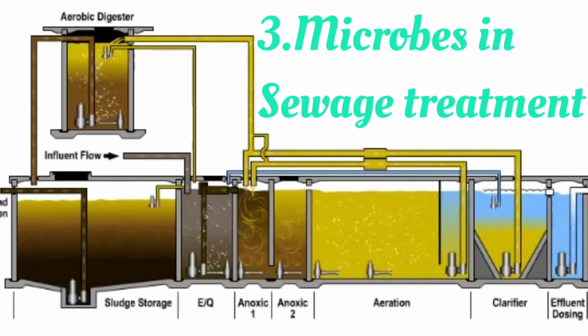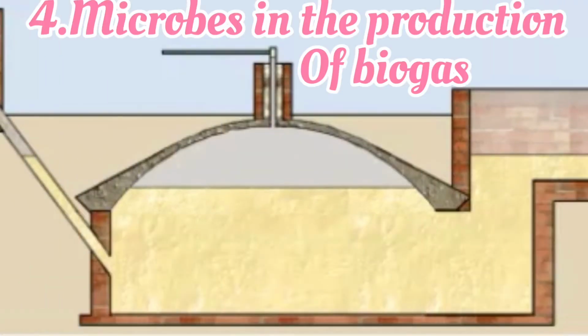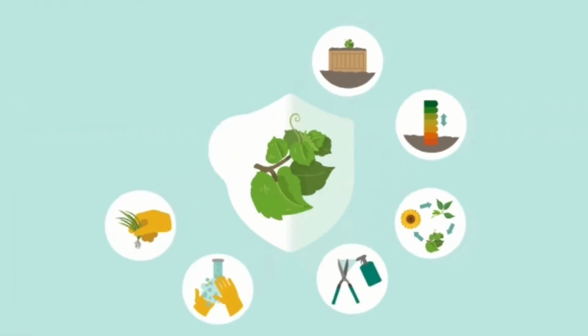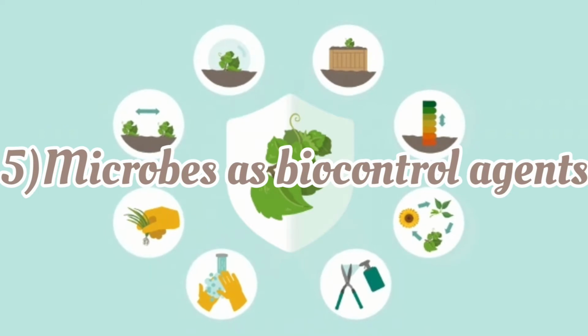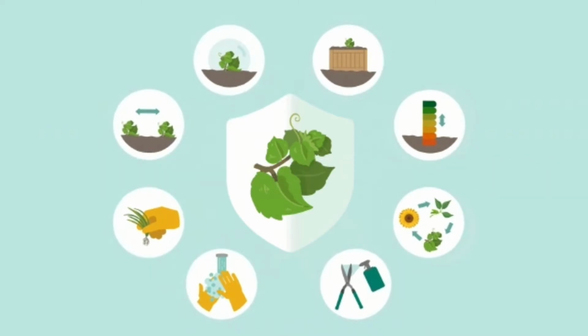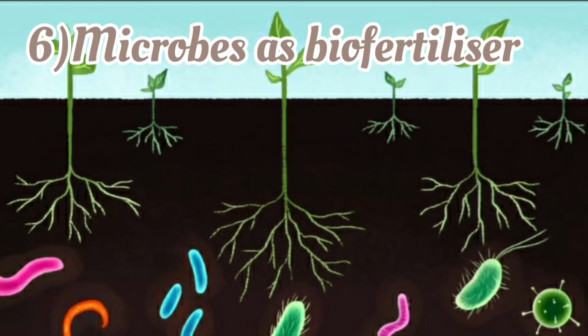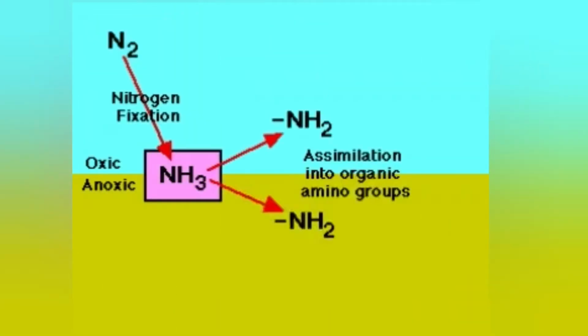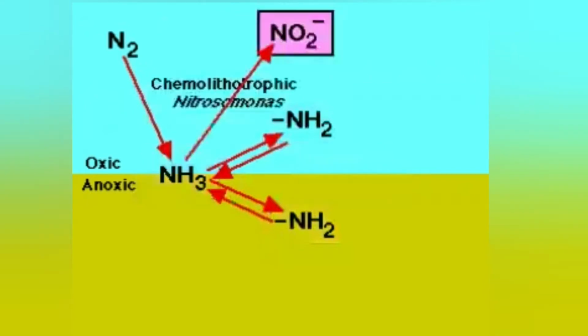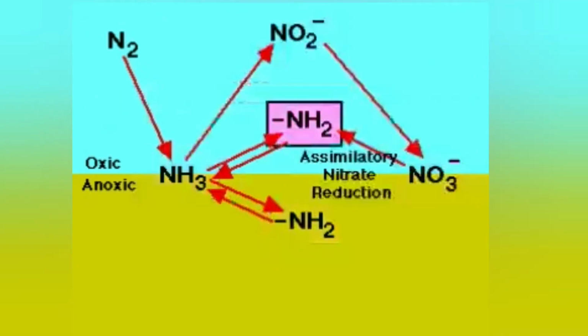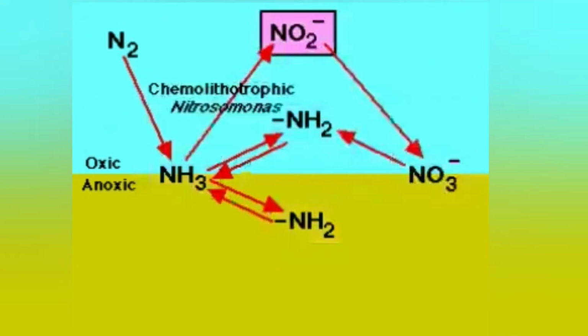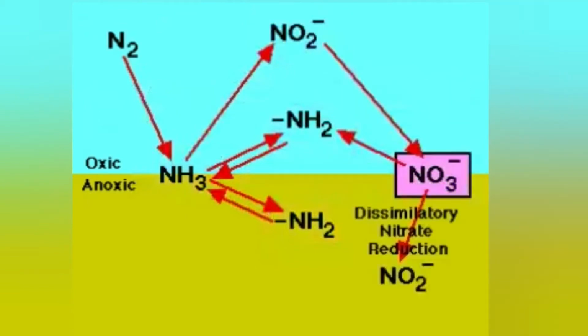Third is the microbes in sewage treatment. Fourth is microbes in the production of biogas. Fifth is microbes as biocontrol agent. And sixth is microbes as biofertilizer, which is the final one, under which we will study about the symbiotic bacteria and the free living bacteria, which are used for the formation or making of biofertilizer.